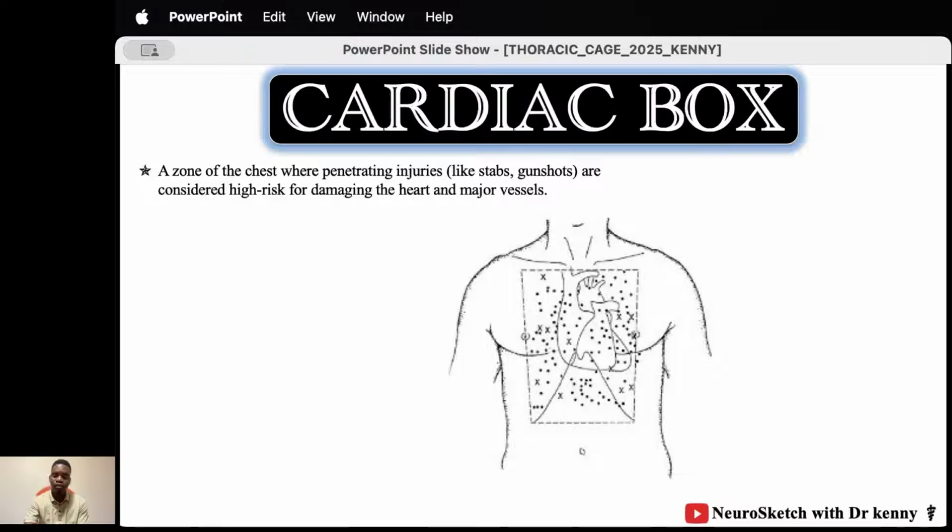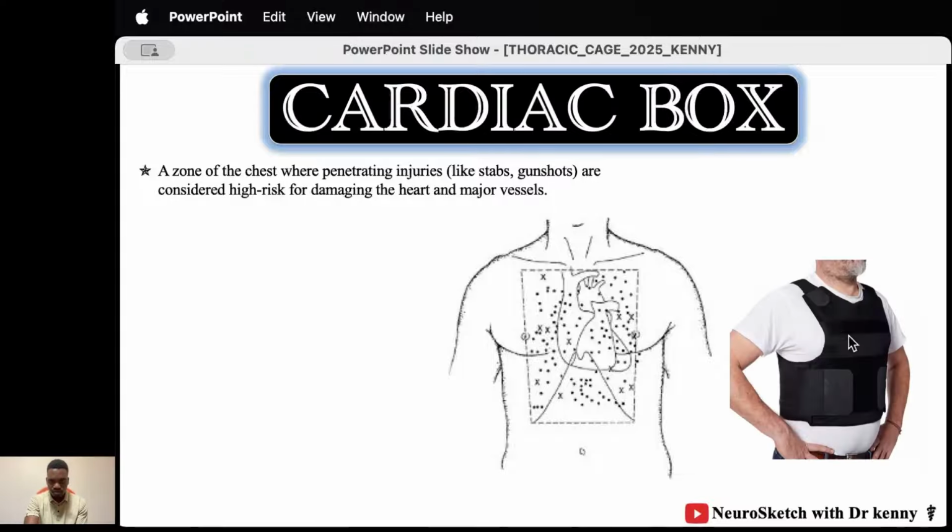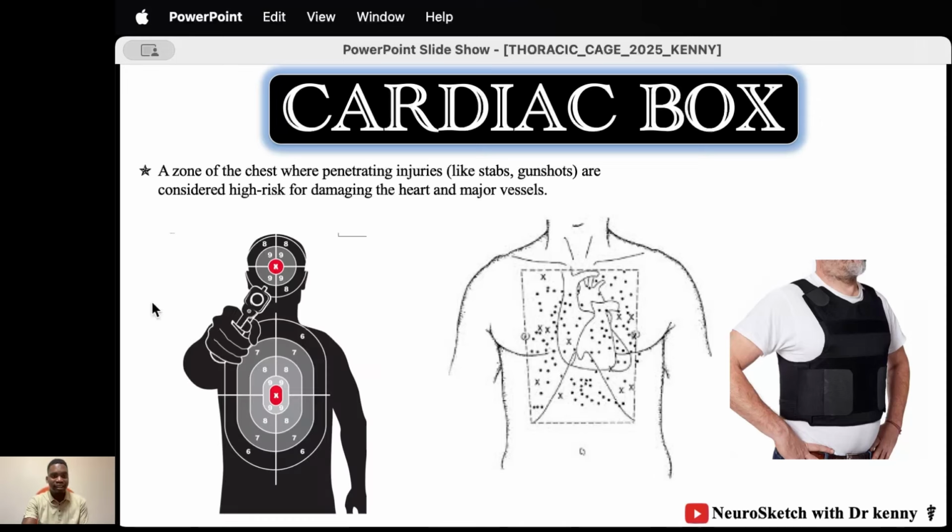I'm just thinking, why do they put on this bulletproof vest if they didn't have an idea of a cardiac box? They know. Okay, assume they don't know, but why do they target this region when they're shooting? Because this is part of the training in their course. They are doing targeting training. Why do they target this region?